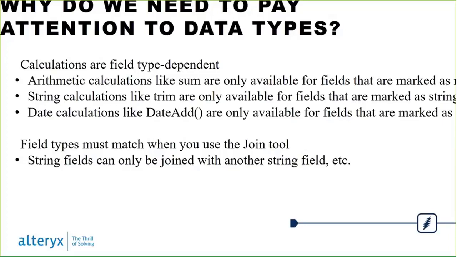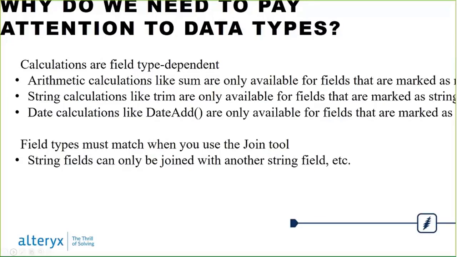there are certain things that are limited based on the data type that you're working with, right? So arithmetic calculations can only perform sums on fields that are numeric. They can't do it on strings. String calculations like trim or concatenate or just finding a certain string value are only available for fields marked as strings. And then finally, for the date calculations, and this is probably where it's even the most clutch, is how do I add 5 weeks to the date that's in my data set, right? I can't do that until my date has really become the date data type.